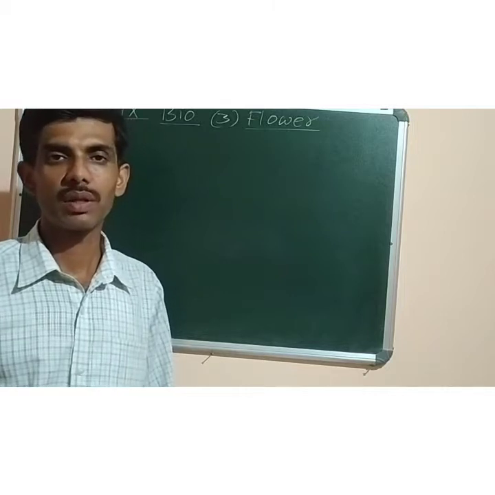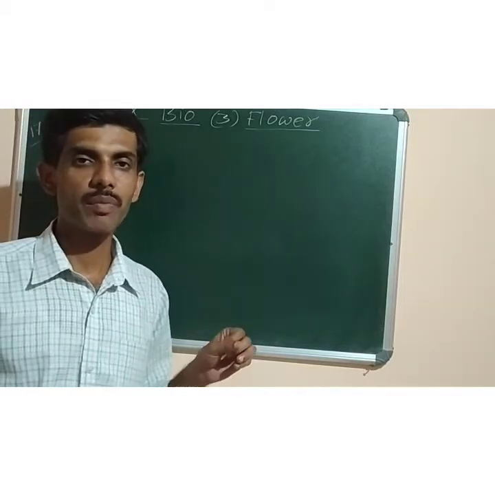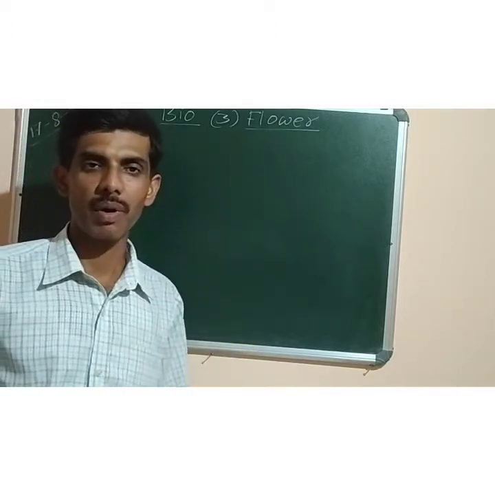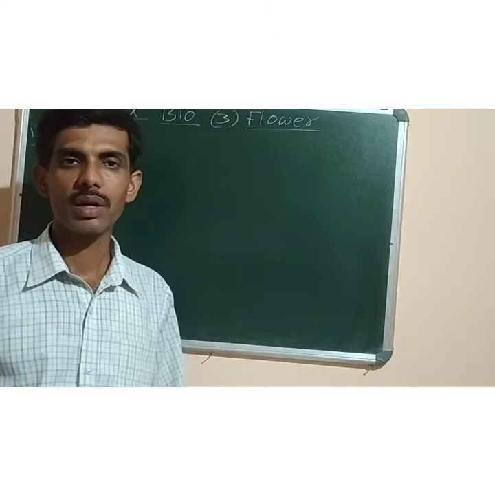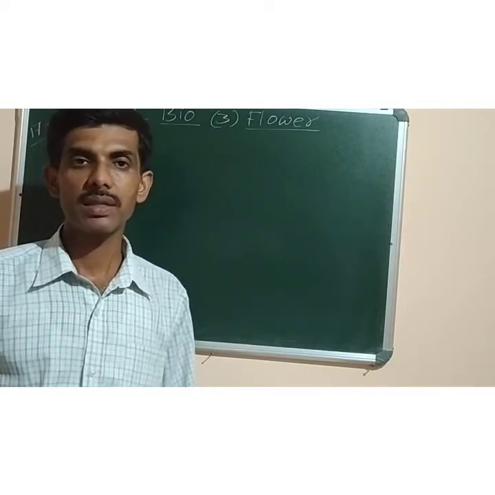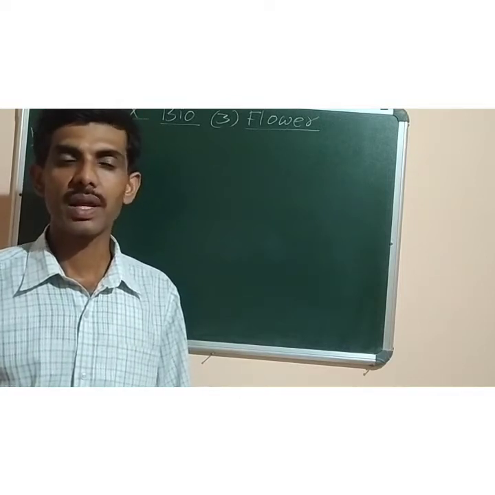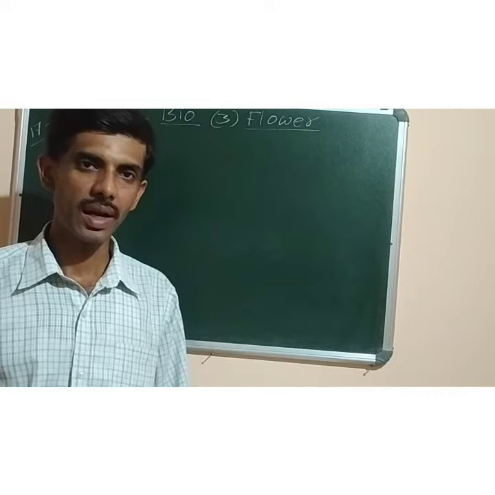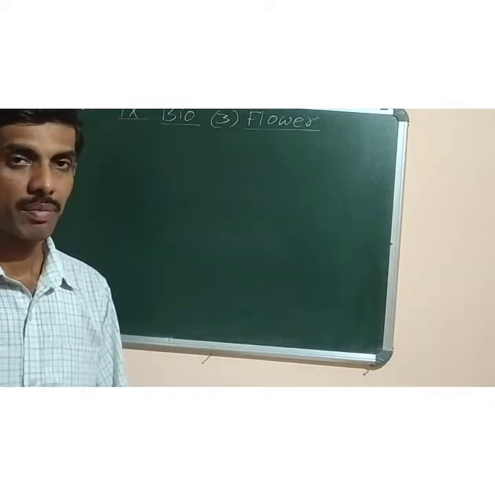After a 2 weeks long gap, once again we are continuing with the same topic, chapter 3, that is flower. In the previous class I already talked about what a flower is. Once again I will remind you, flower is a modified shoot in which nodes and internodes are highly condensed, and flower is the most attractive part of the plant.